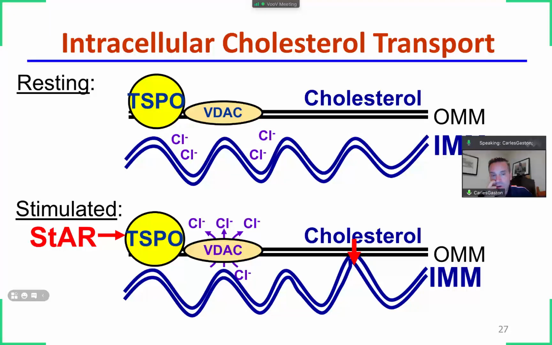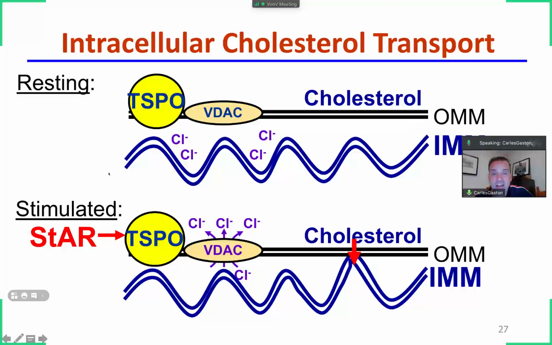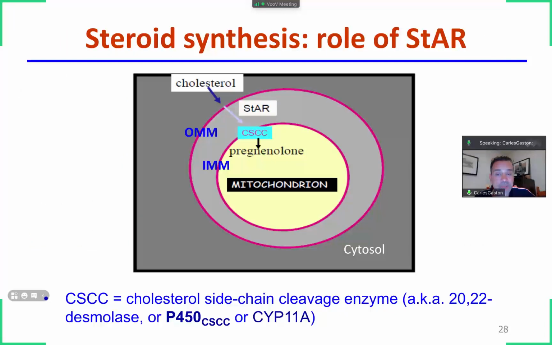So obviously this is a cholesterol then can enter through the internal membrane, and then obviously cholesterol is modified by the enzyme. The proper interaction between TSPO and VDAC is not fully understood yet, and there are a lot of studies, right? But it requires this StAR protein to basically start the mechanism for the cholesterol to enter the mitochondria and then be modified by the enzymes.